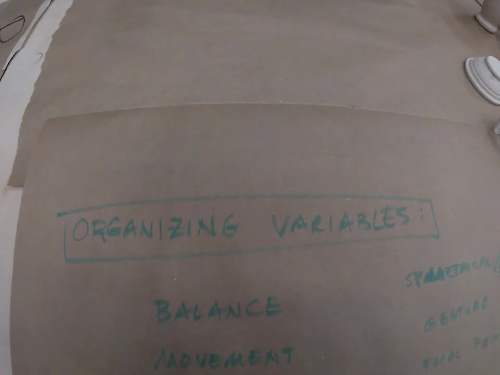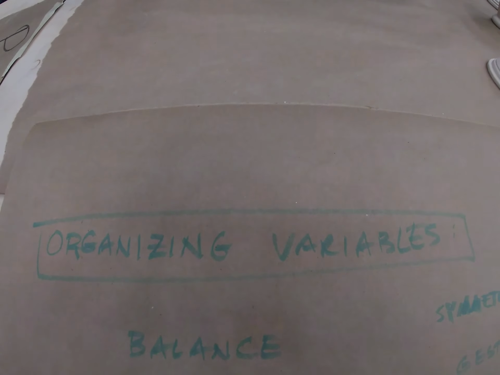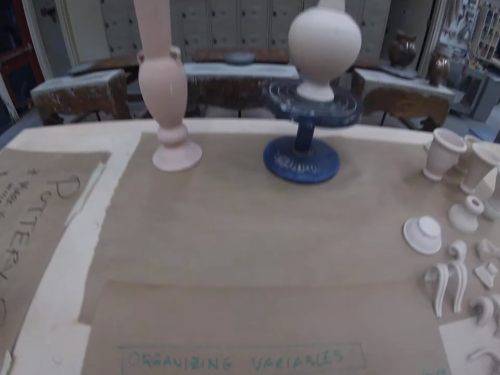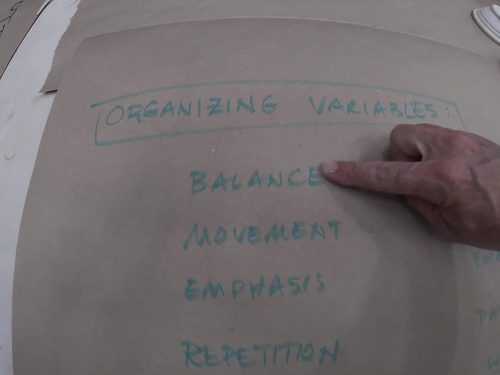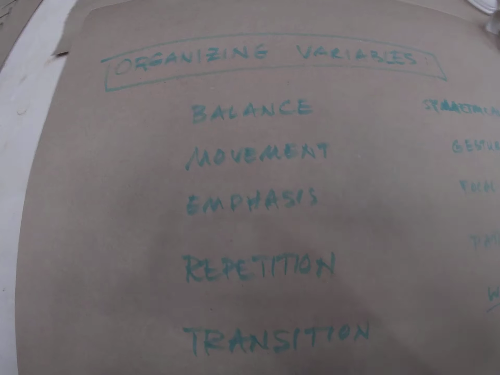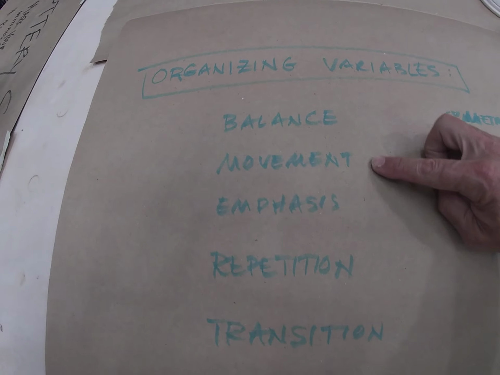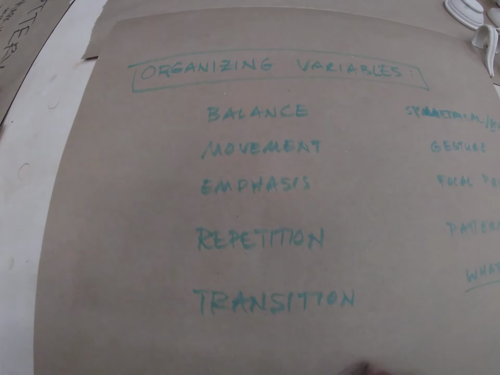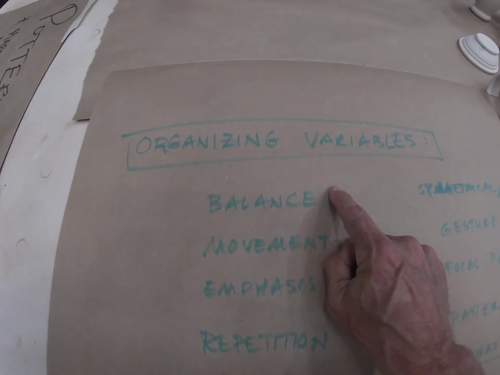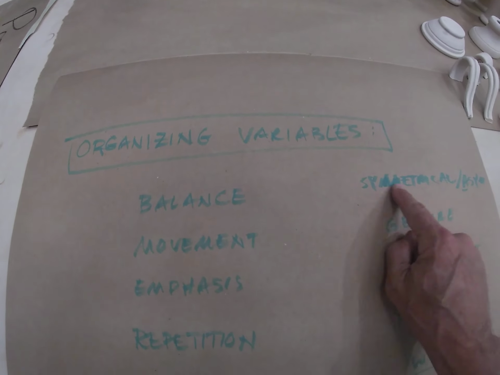Here's what you're going to think about, how all that is going to fit together, and that is this concept of organizing variables. How do you organize all those parts? You do it with a sense of balance, movement, emphasis, repetition, and transition. And we're going to look at that. Balance is symmetry or asymmetry, or radial balance.